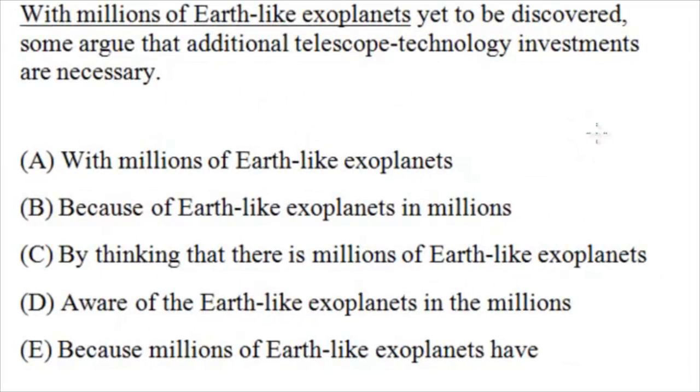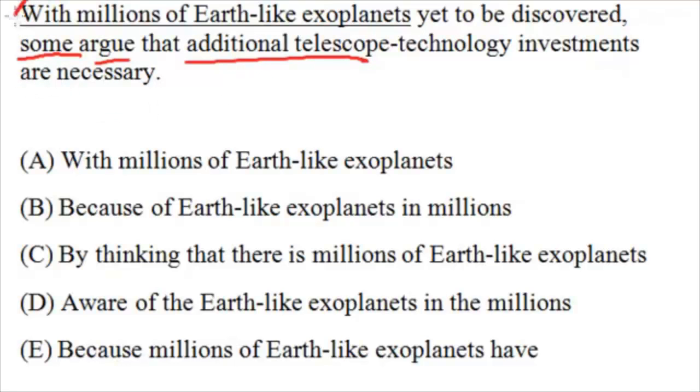It says, with millions of Earth-like exoplanets yet to be discovered, some argue that additional telescope technology investments are necessary. Right away, remember, you need to start with the subject and then the verb, which is over here, right? So this one says, some argue. Some is people over here, some people, right? Argue, right? What did they argue? That we need to spend more money. That's what it says, right?